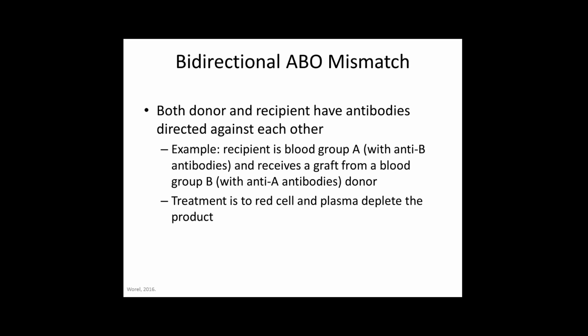And then in a bidirectional ABO mismatched transplant, you have a combination of both, where the donor and recipient have antibodies directed against each other. For example, the recipient is ABO blood group A, therefore she has anti-B antibodies. She receives a graft from a donor who is ABO blood group B. That donor has anti-A antibodies. And in this case, you would want to both red cell and plasma deplete the product to get rid of any antibodies and cells that are expressing the offending antigen.